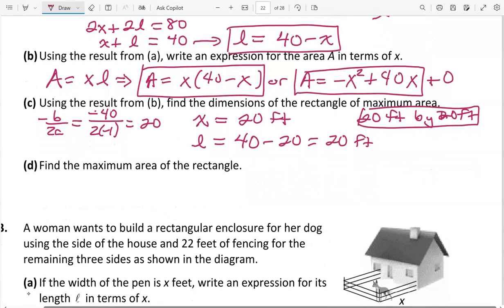Now we're going to find the maximum area of the rectangle, and that maximum area is the length times the width, which is 20 times 20, or 400 square feet. Again, make sure that you're giving appropriate units. Units of area are measured in square units.